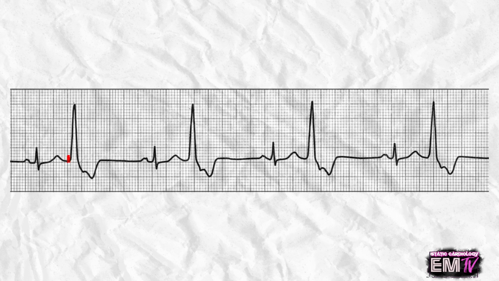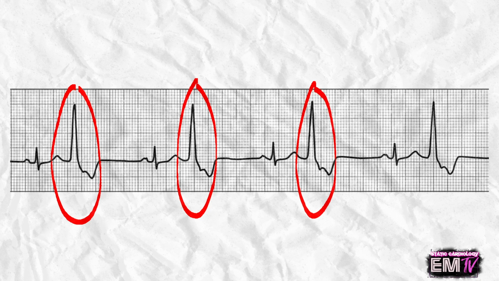Knowing that, this following complex is a wide QRS and no P wave, meaning it can only come from one spot within the heart, the ventricles. Now if you remember from the scenario that this patient's palpable pulse was only 40, I'm going to consider all of these to be PVCs.